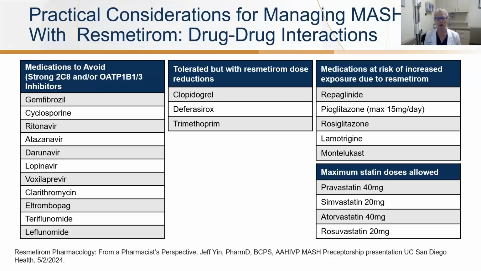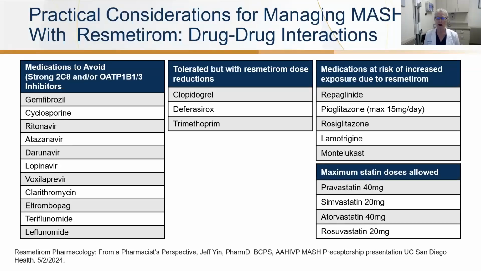You have these medications on the right-hand side. So the montelukast, the lamotrigine, the rosiglitazone, pioglitazone, and replitidine. And then the maximum doses allowed for your medications.